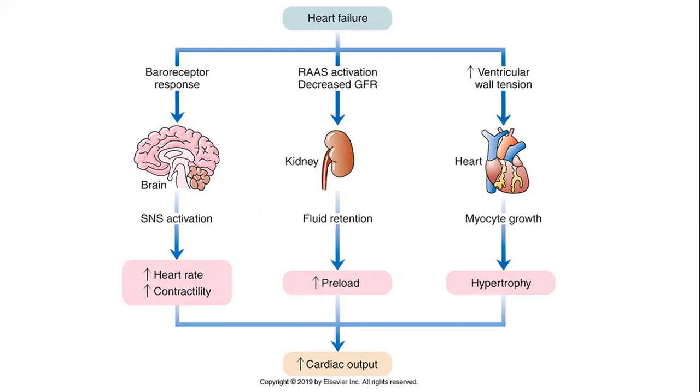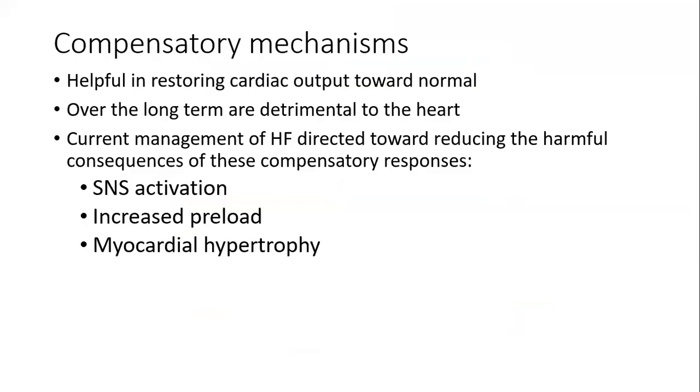The RAS system is responding to the decreased cardiac output, which results in decreased kidney perfusion, which triggers fluid retention, which increases preload, and preload then dumps back into the heart, and in a normal heart would increase the cardiac output. The baroreceptors trigger sympathetic nervous system activation, which then increases heart rate and contractility. And so you get increased cardiac output. So normally these mechanisms are helpful in restoring cardiac output in a normal situation, but over the long term, they're detrimental.